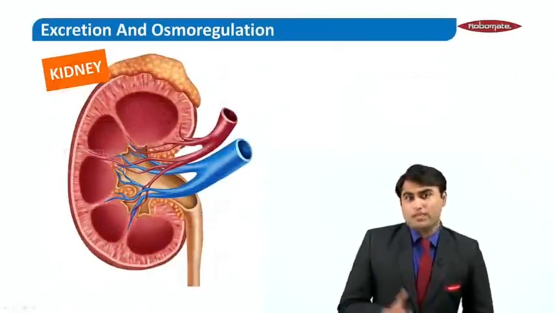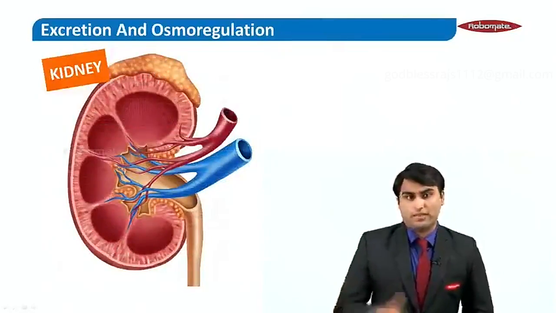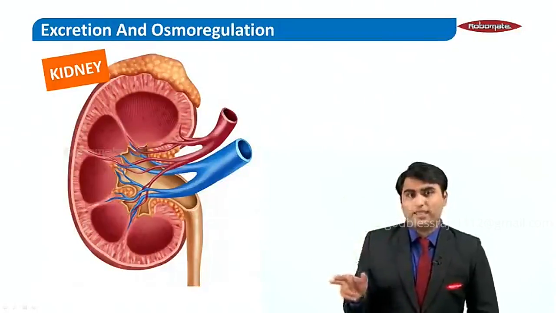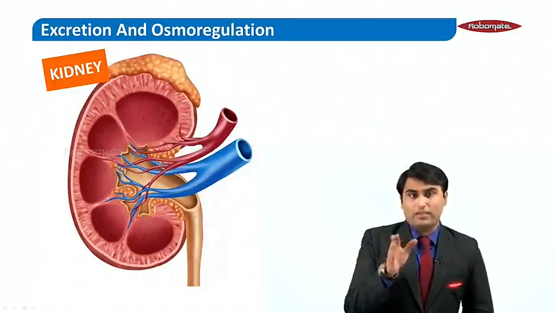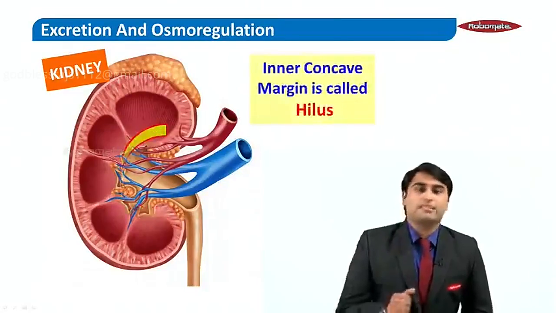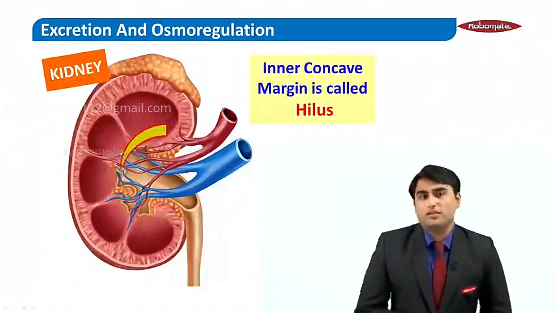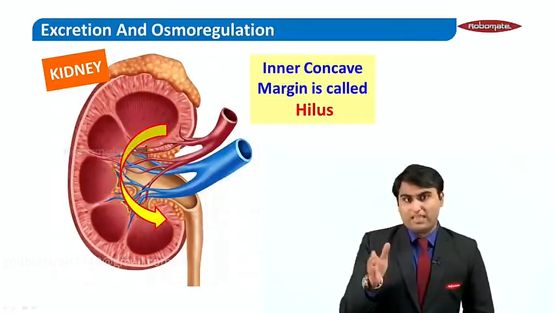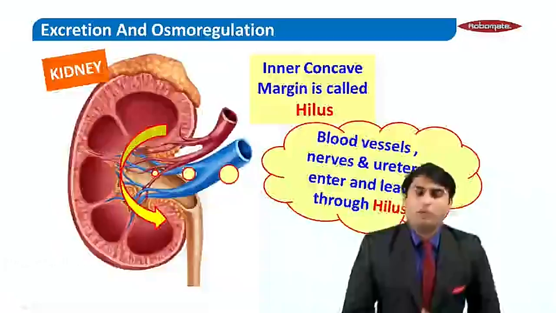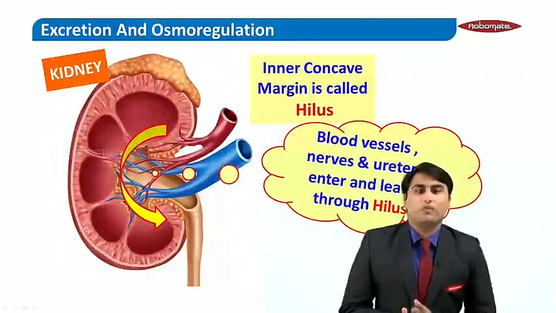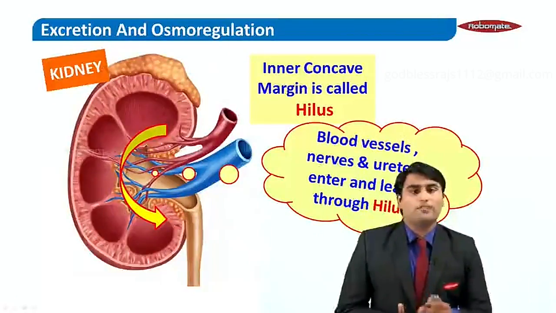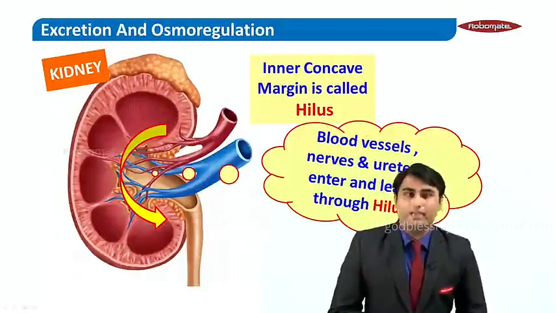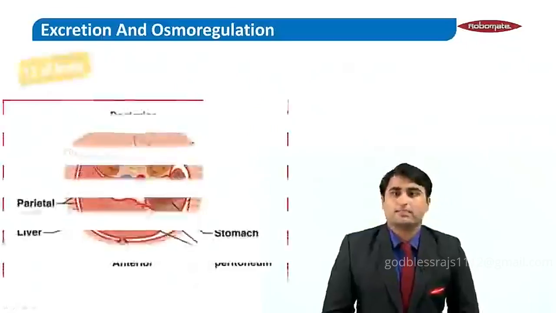Here we are seeing a cross section of the kidney, the transverse section. If you see outside, the kidney is convex, and if you see from the middle side, it has an inner concave margin which is called the hilus. At this concave region, blood vessels, nerves and the ureter either enter or leave through the hilus. So this is a very important region of the kidney, called the hilus.